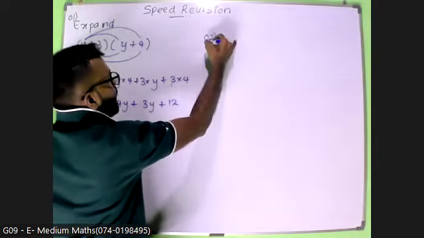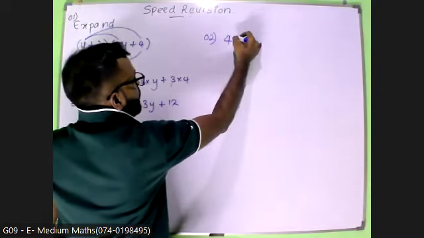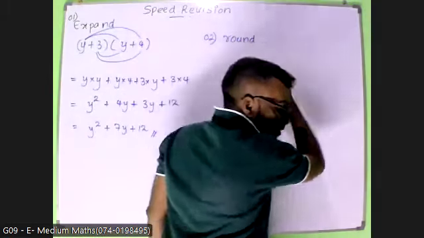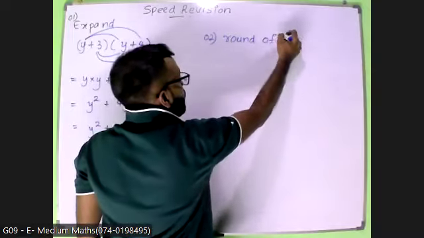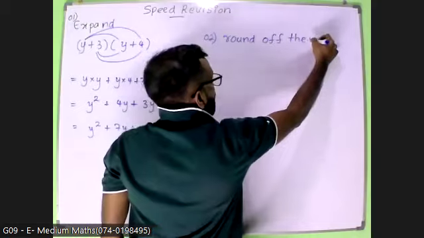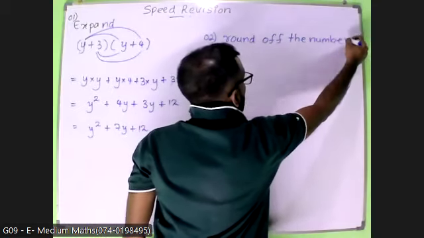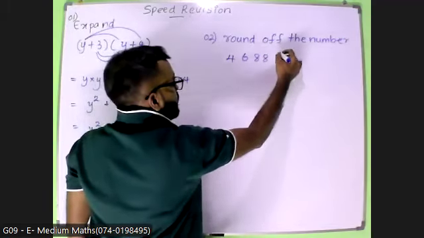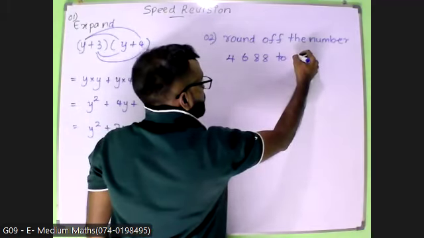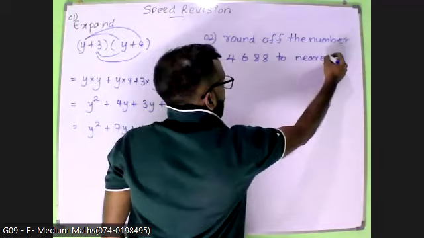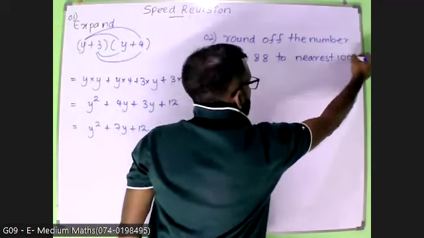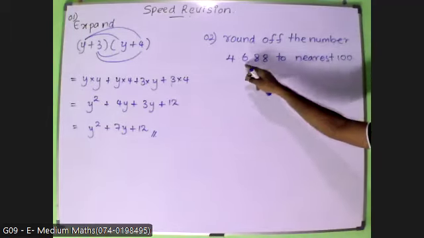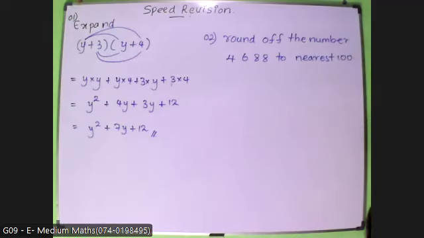Second question. Round off the number 4688 to the nearest 100.